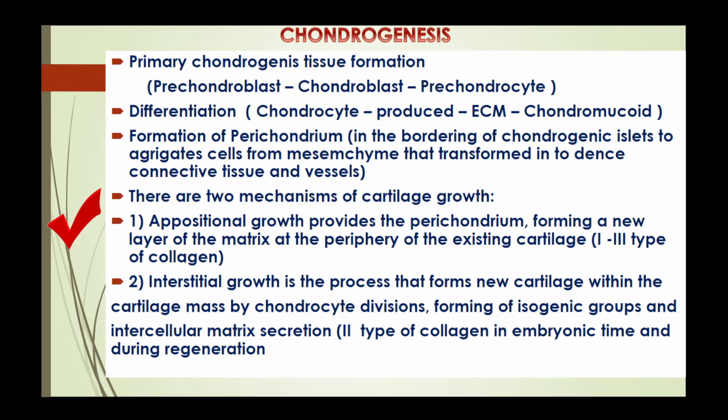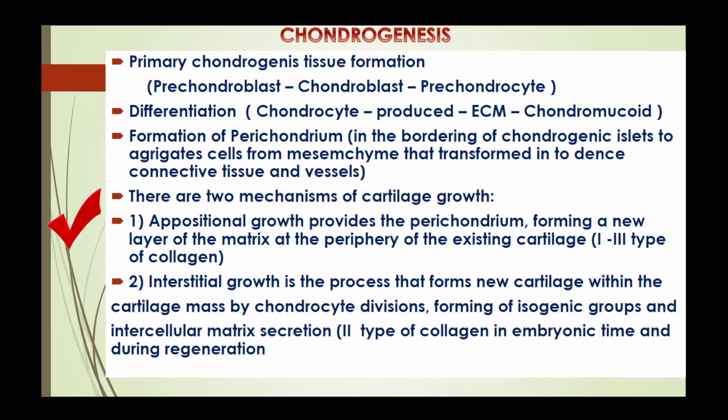This area is named chondrine globe. So the formation of the perichondrium takes place at the border of chondrogenic islets, where cells aggregate from the mesenchyme and transform it into dense connective tissue and vessels at the periphery of each islet.